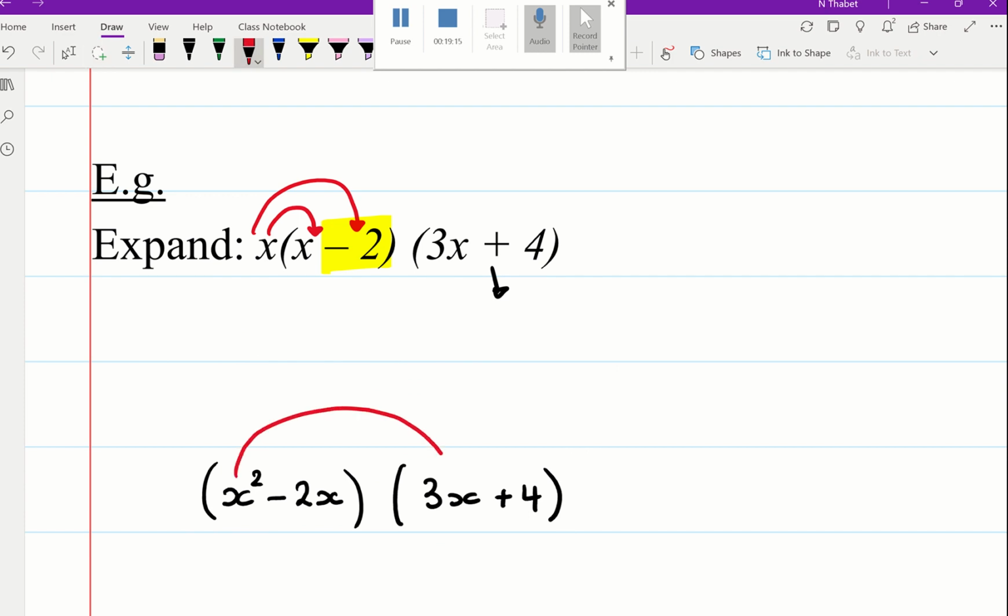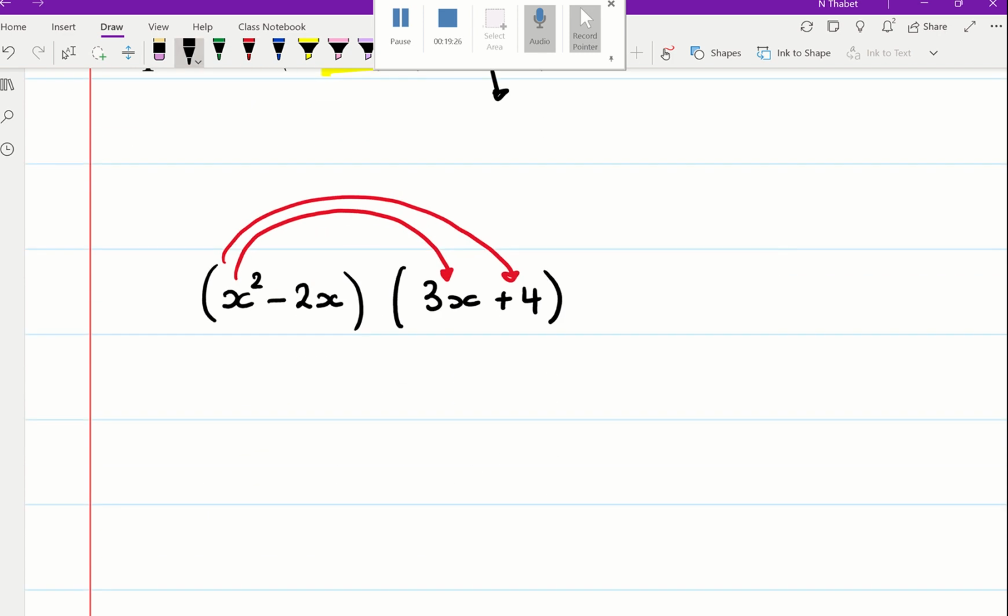But this is not just a normal double bracket because this is not an x, it's an x squared. So you have to read things carefully. So x squared times 3x is 3x cubed. There's x squared here, and I'm multiplying by a third x, so it's x cubed. And then x squared times 4 is a plus 4x squared, because 4 times x squared is 4x squared. Not x cubed, not x. It's an x squared.